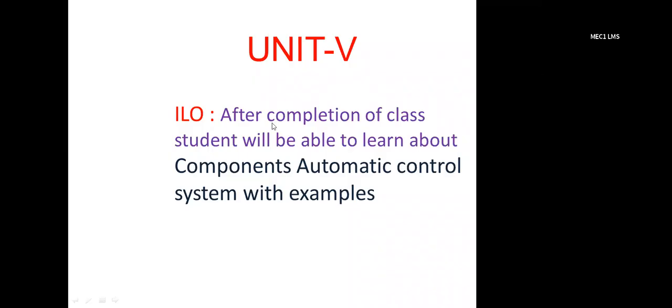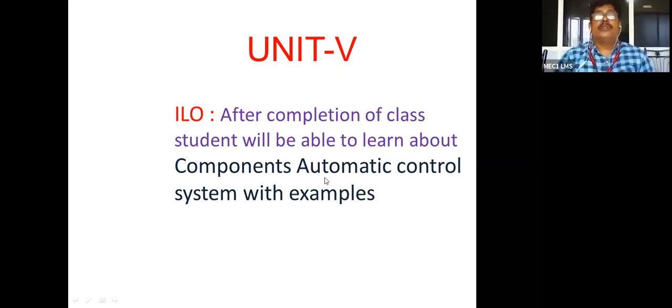The next is today's class. In today's class, we are discussing the components of automatic control systems with some examples. Before that, first we will discuss some examples of this closed loop control system. Last class also we discussed so many examples, right?